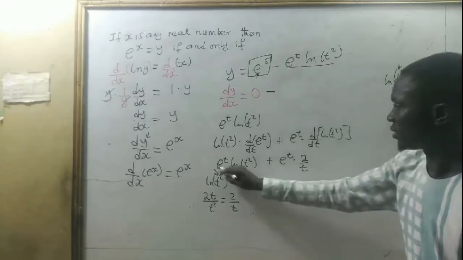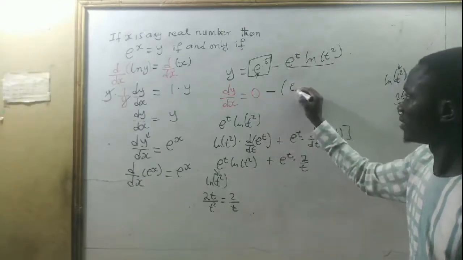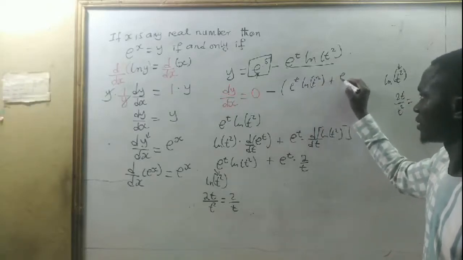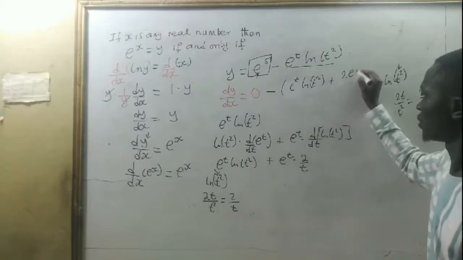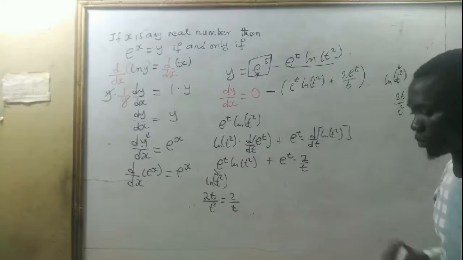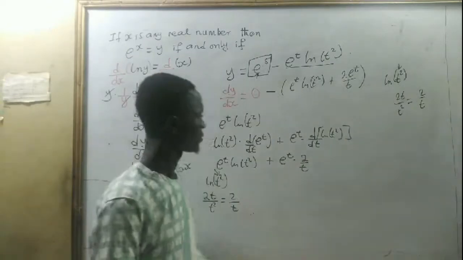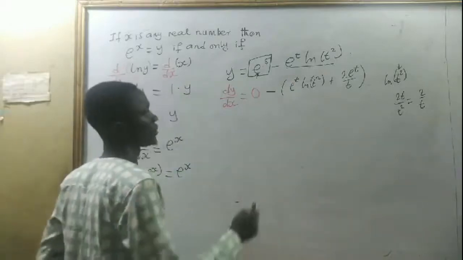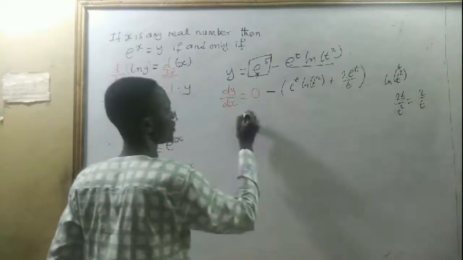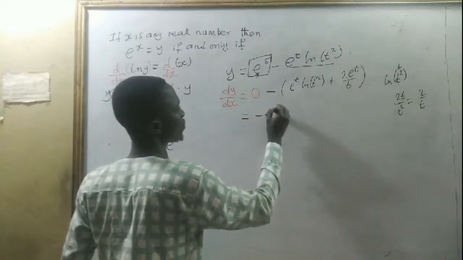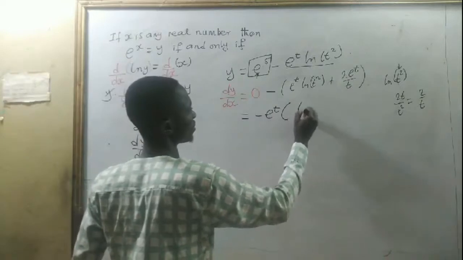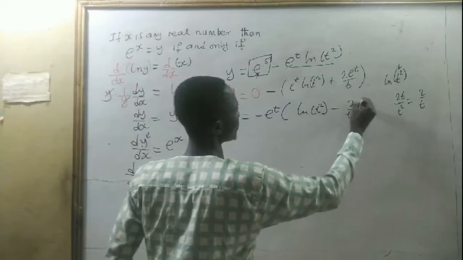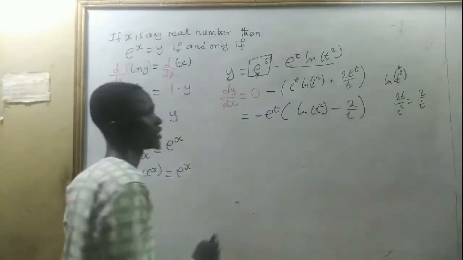So here, we are going to have this as e to the power t ln of t squared plus 2e to the power t divided by t. So we have something common. Yes, we have e to the power t, e to the power t. So this will give us negative e to the power t into brackets ln of t squared minus 2 divided by t. Very simple as that.